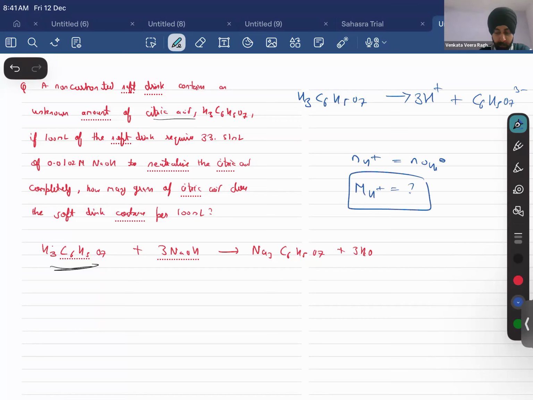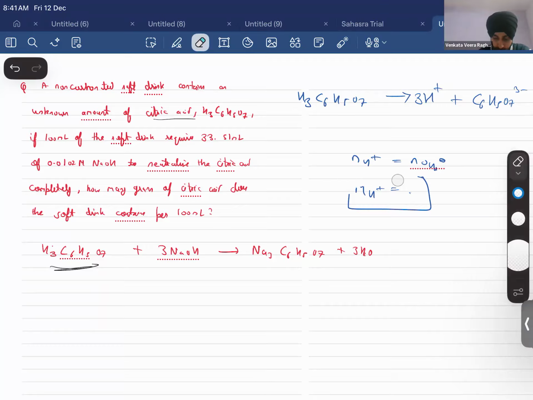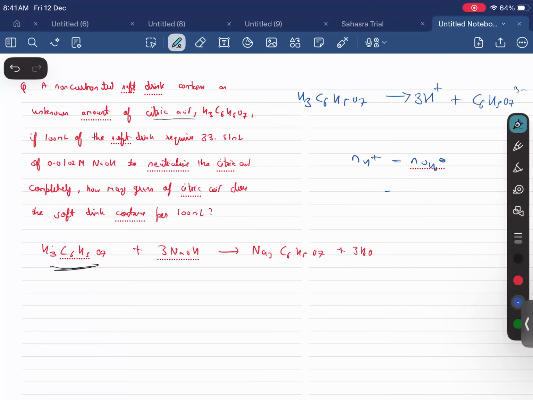What value did you get from here? Can you tell me that? When you equated both of them together, or shall I do it? Okay. So let's say N of OH minus. Can we find it out using molarity times volume? That we can do, right? Yes, sir.